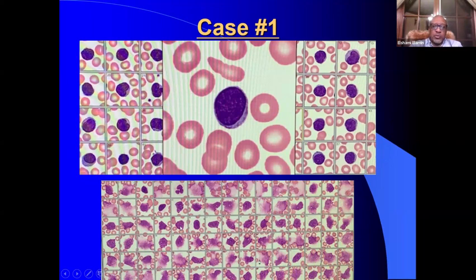This is an actual one of my patients with the CLL, and our computer has the capability of collecting this smudge cell together, so you can see them. And this is the smear, as I said, high power, low power, and these are the smudge cells.